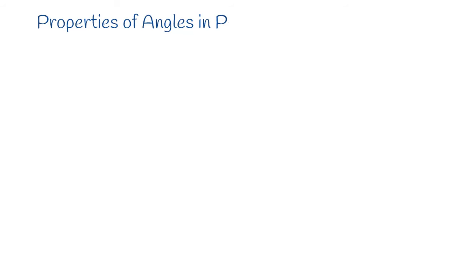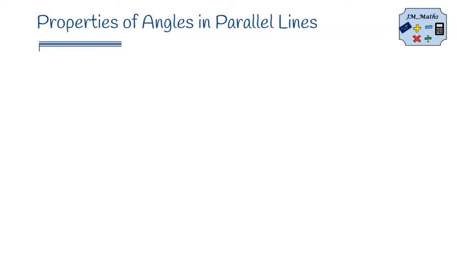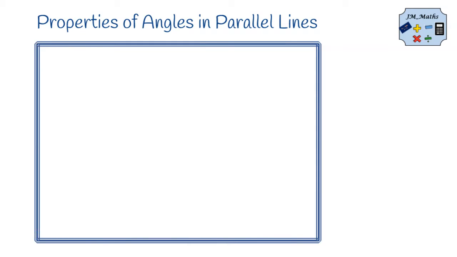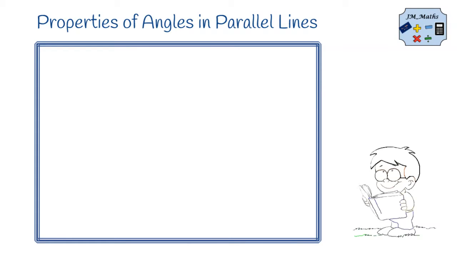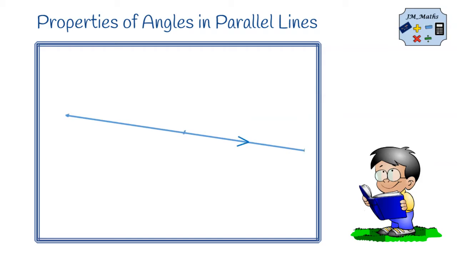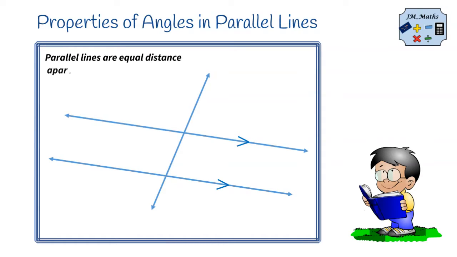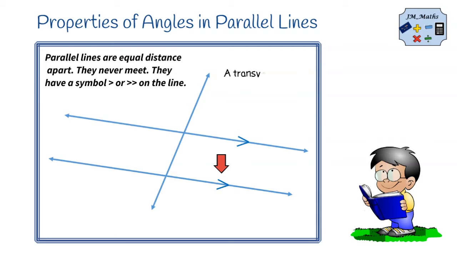Properties of angles in parallel lines. Parallel lines are equal distance apart. They never meet. They have a symbol on the line. A transversal line crosses two parallel lines at two distinct points.